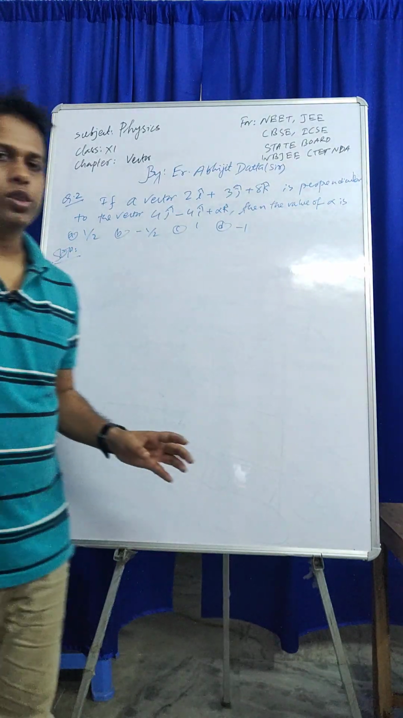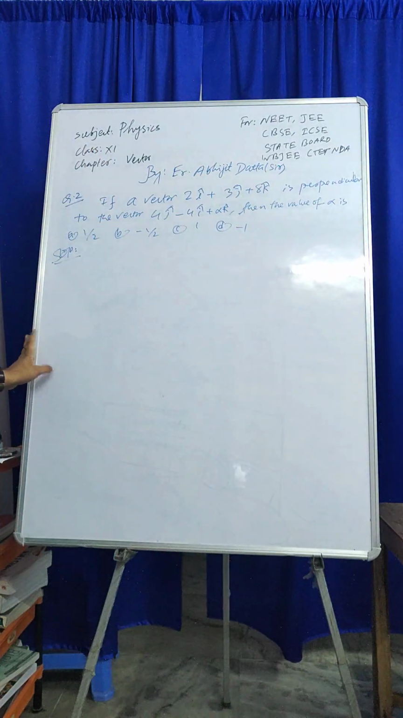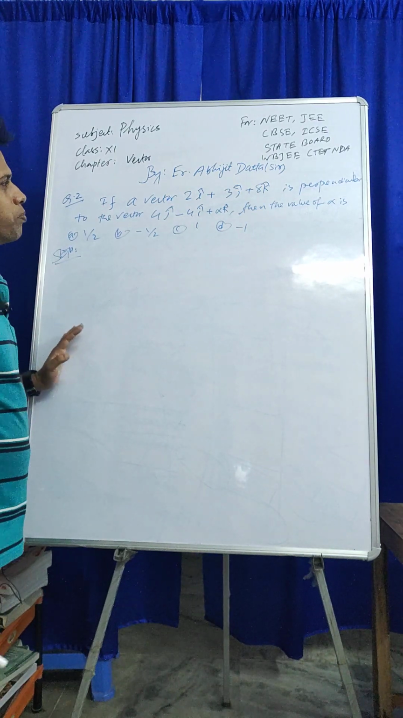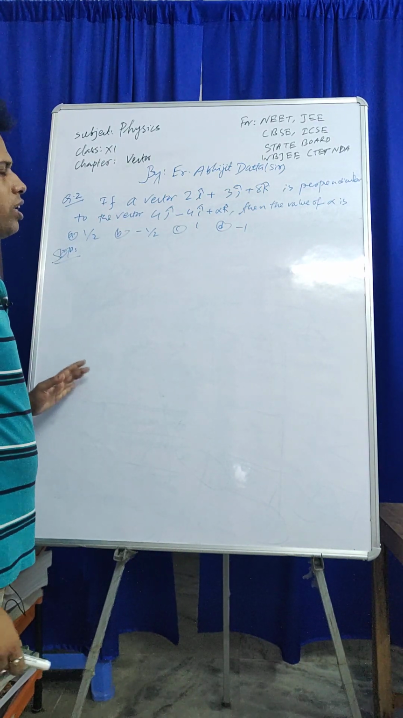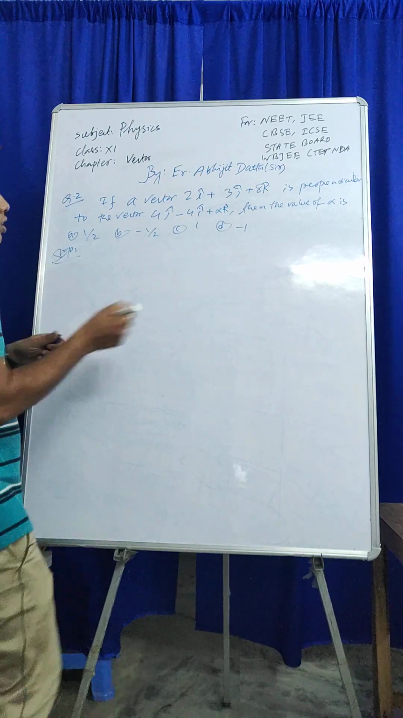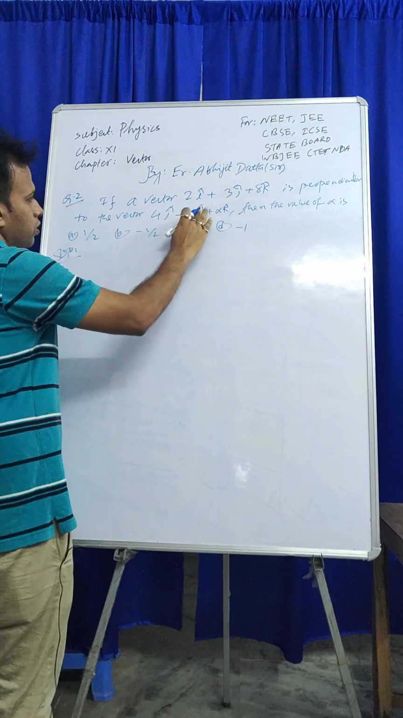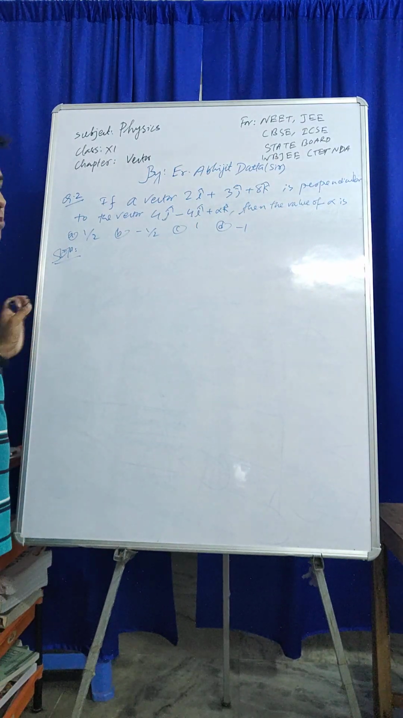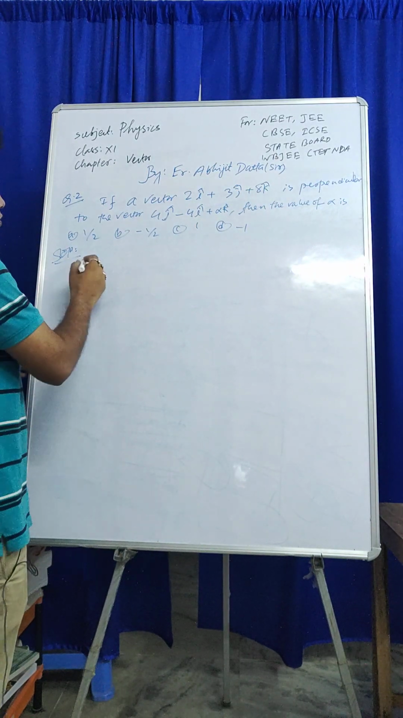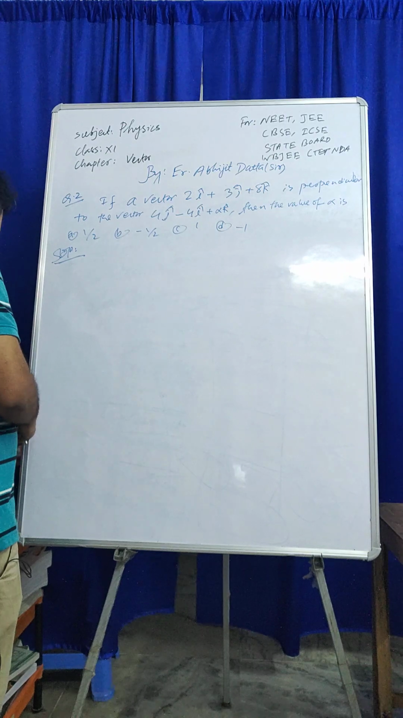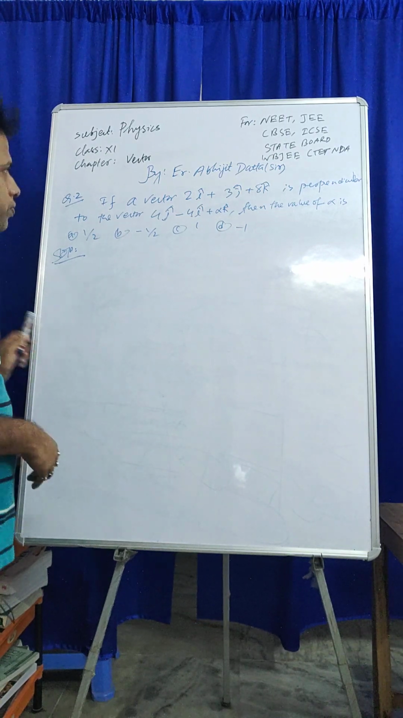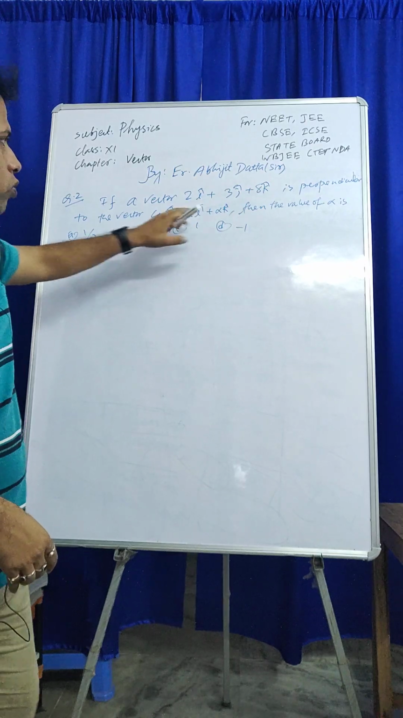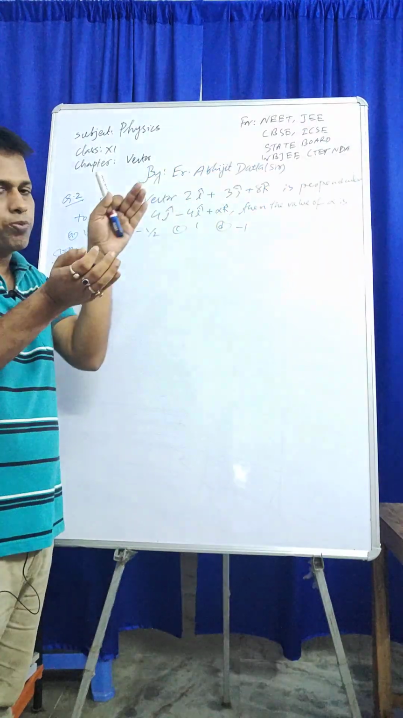So our next question is like this: if the vector 2i plus 3j plus 8k is perpendicular to the vector 4j minus 4i plus alpha k, then the value of alpha is what? We have to find out. So what is the question here, sir? They have given this one vector and this another vector. For what value of alpha will these two vectors be perpendicular?